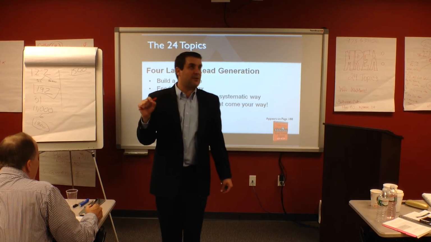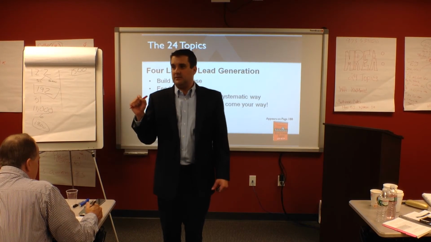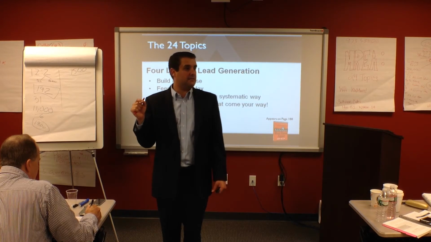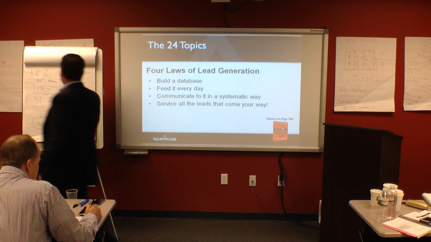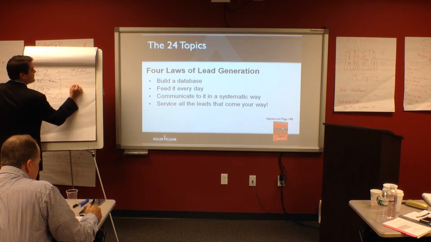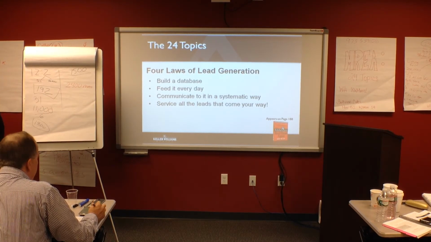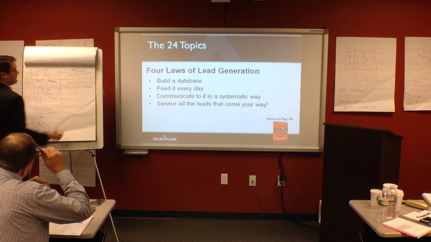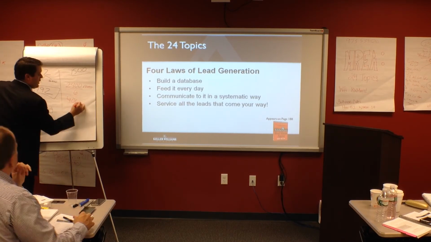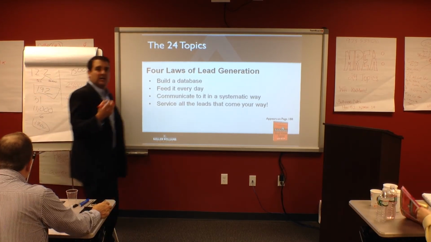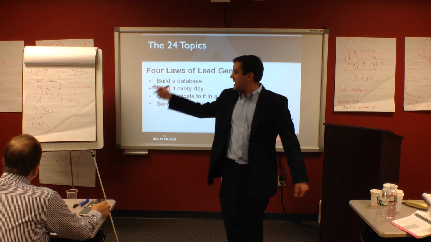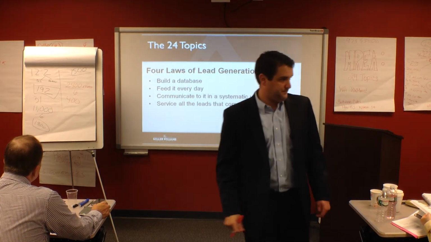4 weeks a month, how many is that? 200. Over 12 months, how many is that? 2,400. So if you do 10 a day, that's 2,400 people over the course of a year. What's 2,400 divided by 6? You can build a database big enough in 1 year to create 400 closed transactions a year.